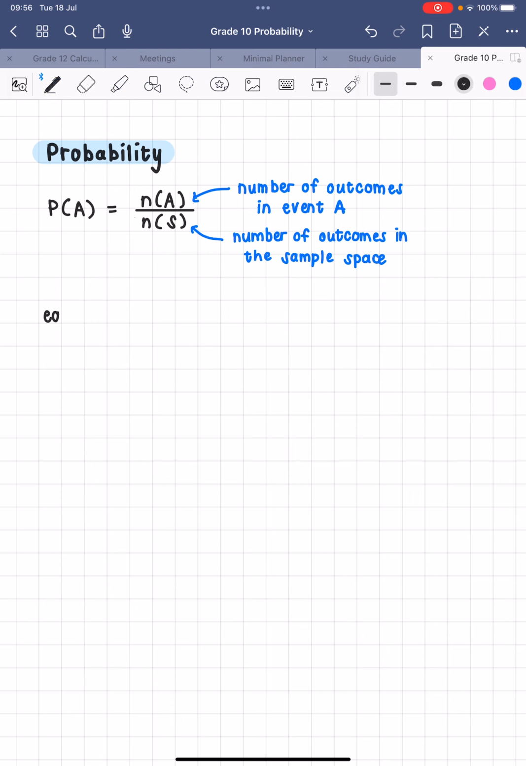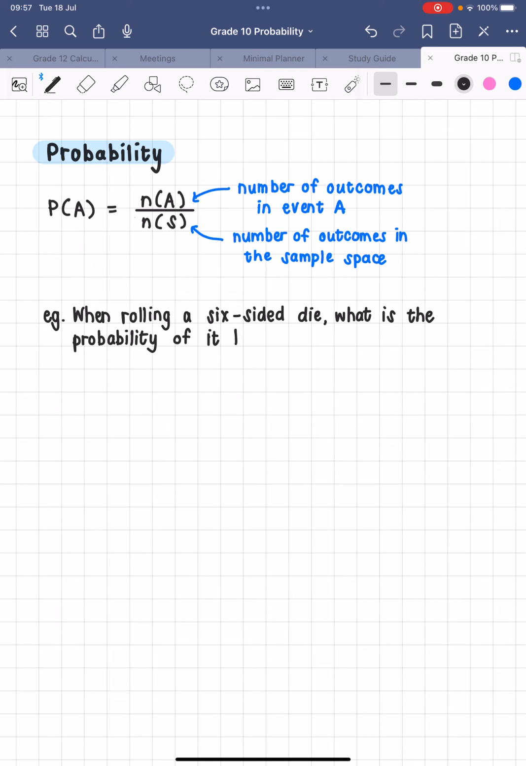So if we are asking here, for example, when rolling a 6-sided die, what is the probability of it landing on an even number? Sometimes they say die, sometimes they say dice, either way.